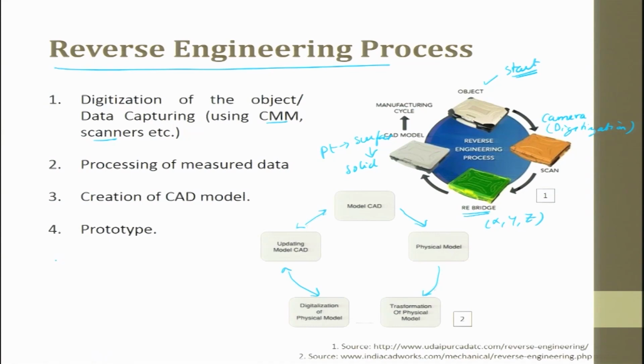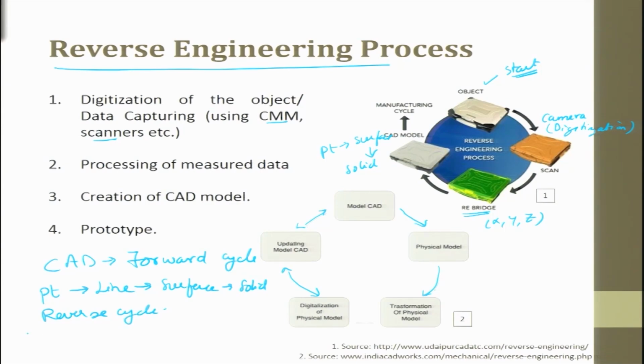If you see typically CAD in the forward cycle, we have points, points leading to line, line leading to surface, surface leading to solid. Here in the reverse engineering cycle, we have a solid, we generate points and then we go back. So, it is just the reverse of it.